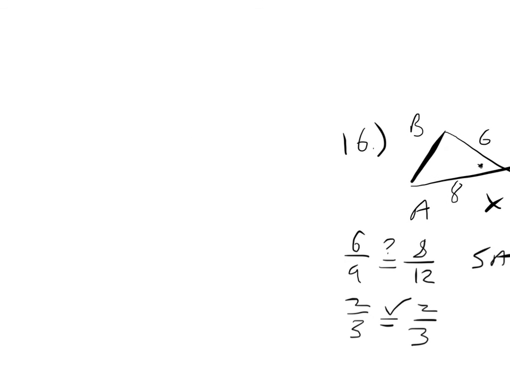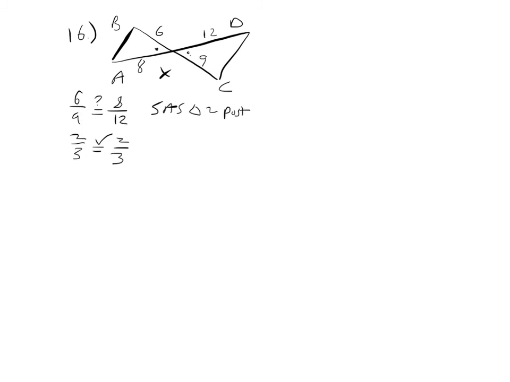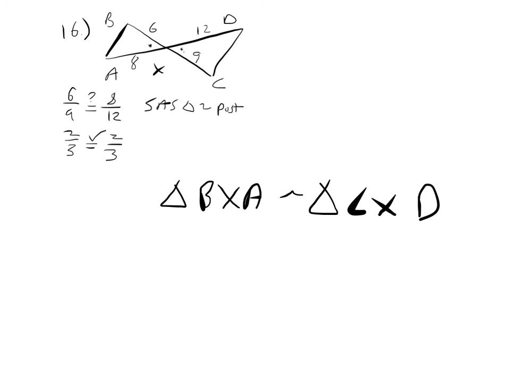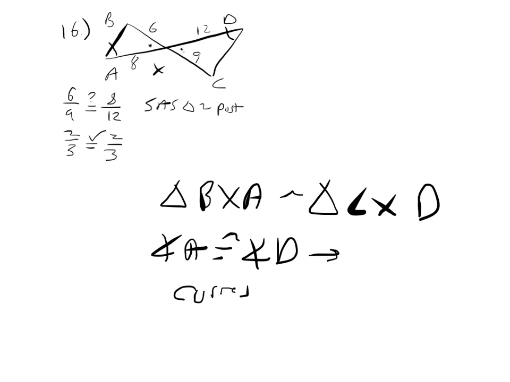So I then can go ahead and I've got triangle, and I got to make sure I get my order right. BXA is similar to, now B is going to correspond with C, X with itself, and that leaves my D. So therefore, once I know that, corresponding angles in similar triangles are congruent, so I could get angle A congruent to angle D. And again, my reason would be corresponding angles in similar triangles are congruent.